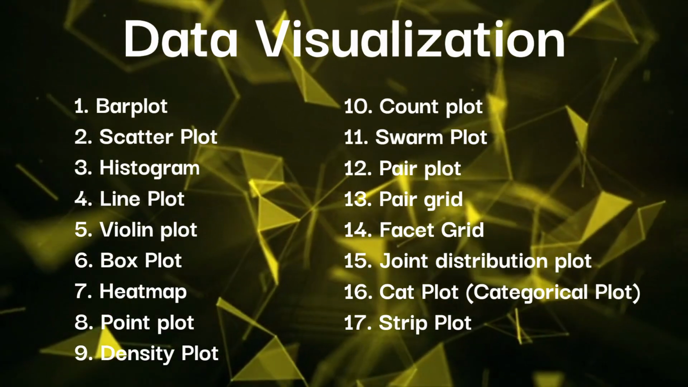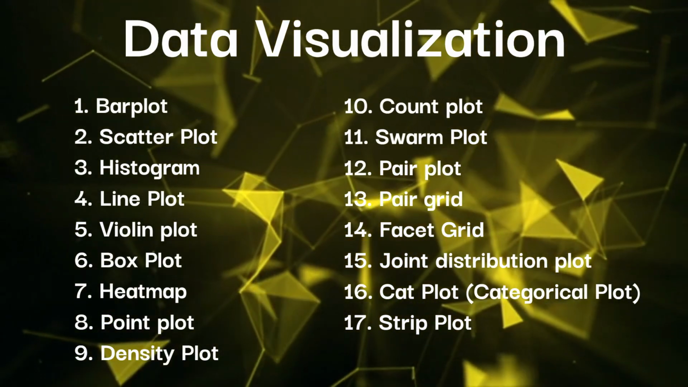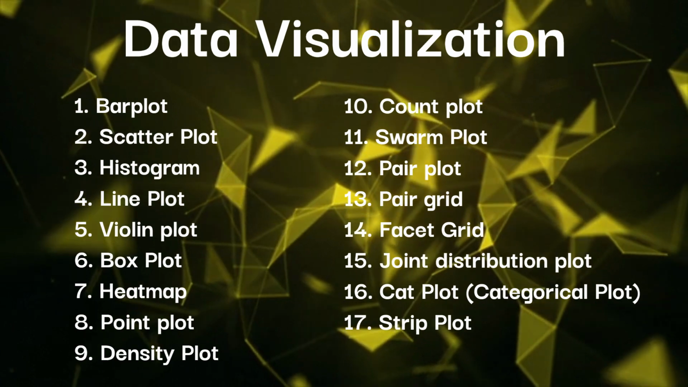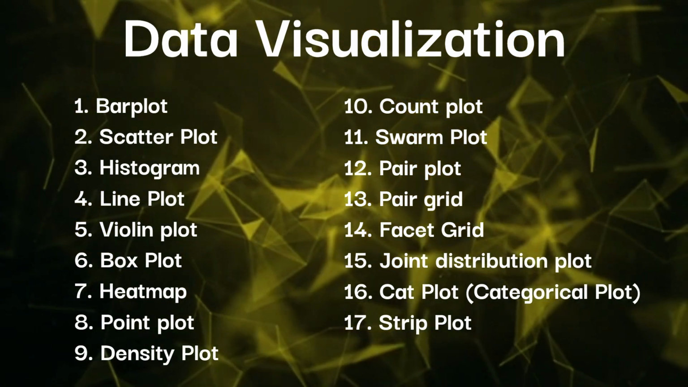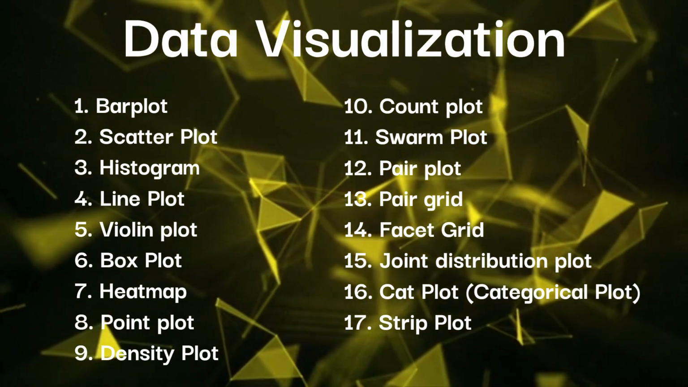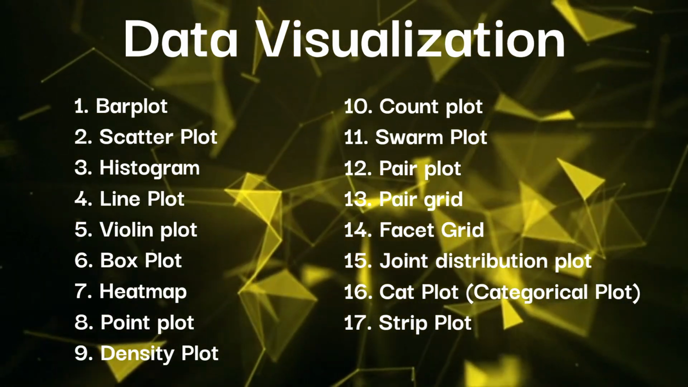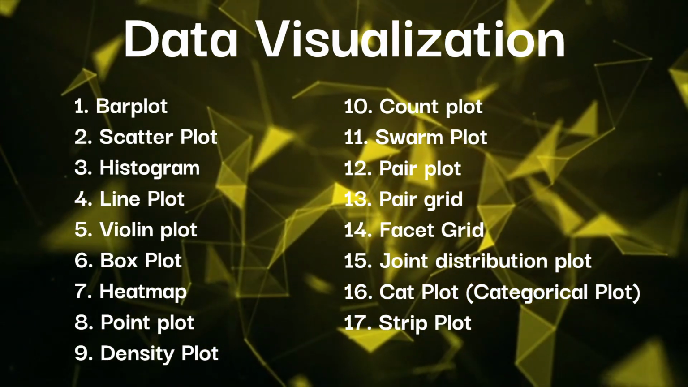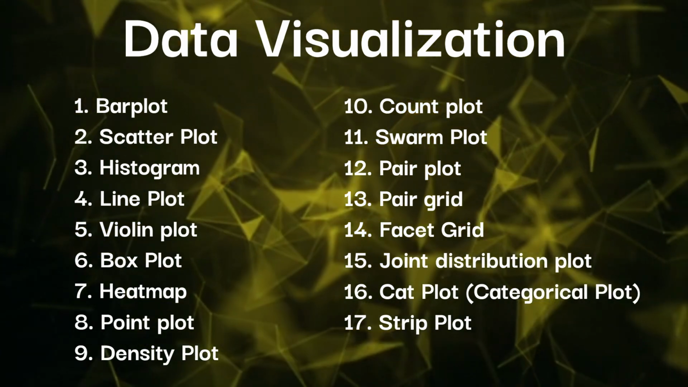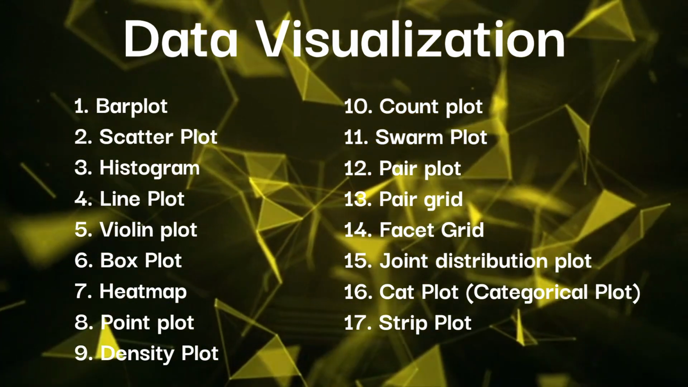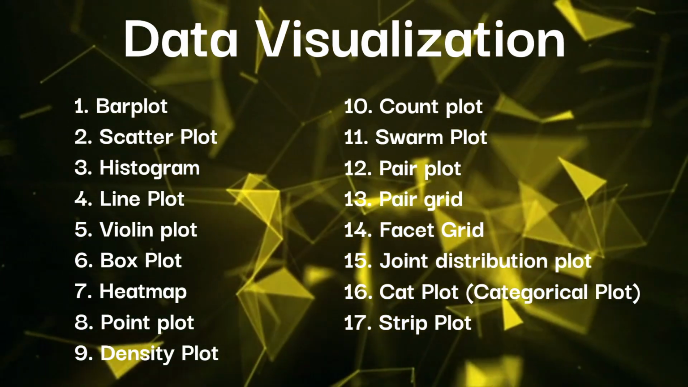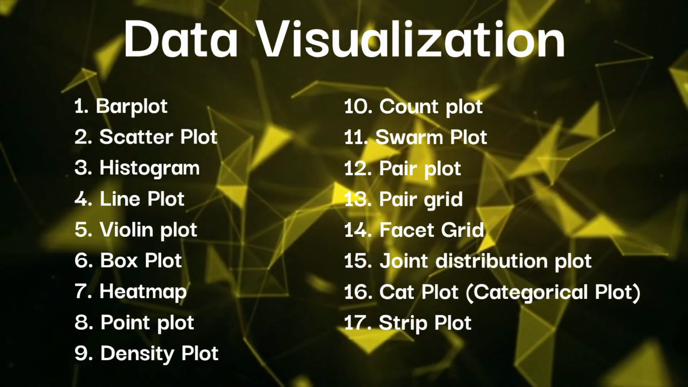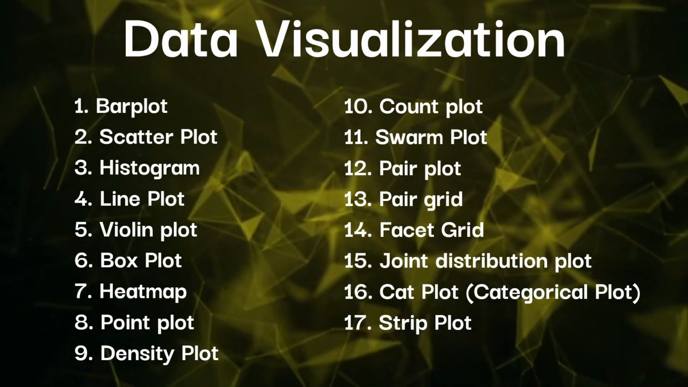Now, let's summarize it. In this video, we have covered 17 powerful data visualization techniques using the Seaborn library. Here's a quick recap. 1. Bar plot, effectively compare categorical data. 2. Scatter plot, explore relationships between two continuous variables. 3. Histogram, visualize the distribution of a single variable. 4. Line plot, track trends and changes over time. 5. Violin plot, display the distribution of data across different categories. 6. Box plot, summarize data's distribution and detect outliers. 7. Heat map, visualize complex datasets using colors.